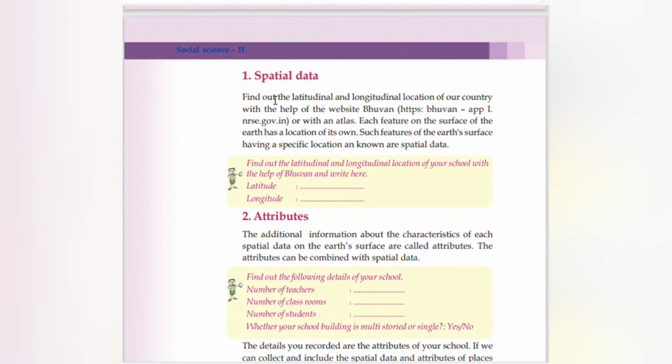Spatial data. Find out the latitudinal and longitudinal location of our country with the help of website Bhuvan or with an atlas. Each feature on the surface of the earth has a location of its own. Such features on the earth's surface having a specific location is known as the spatial data.